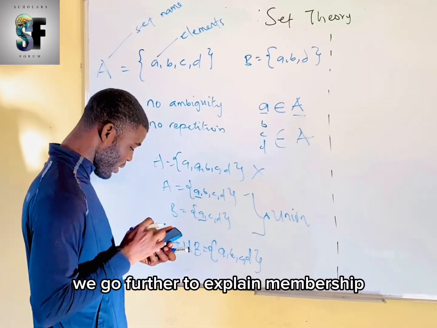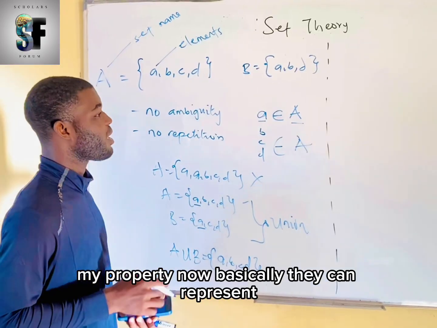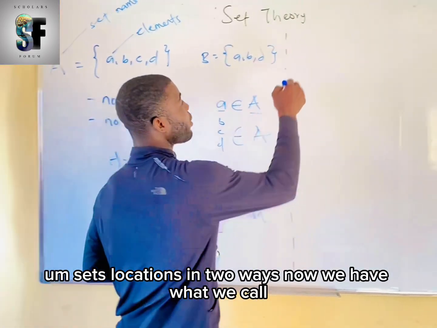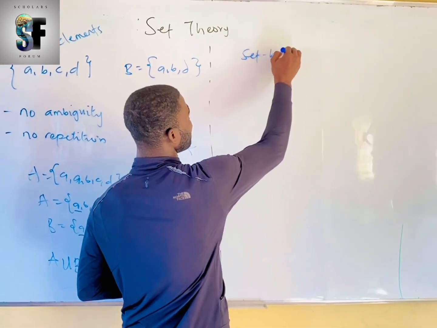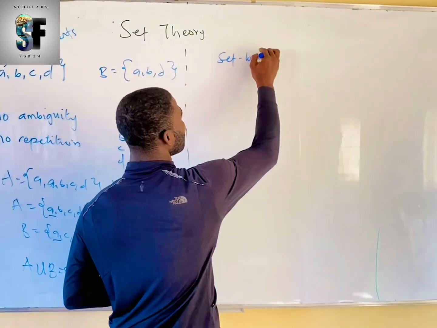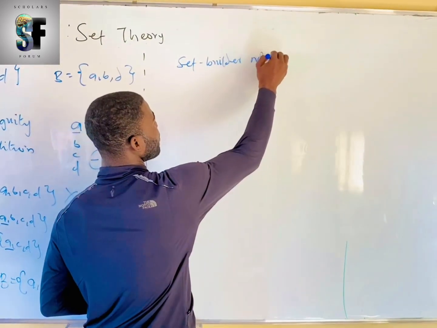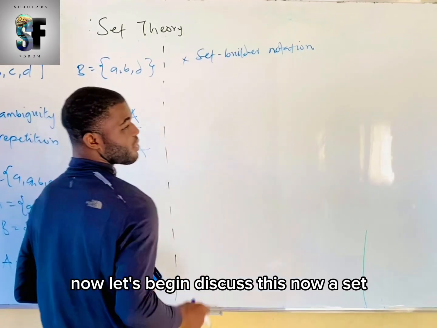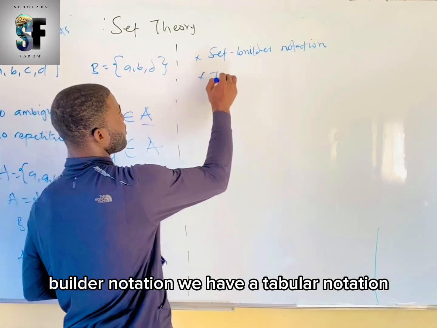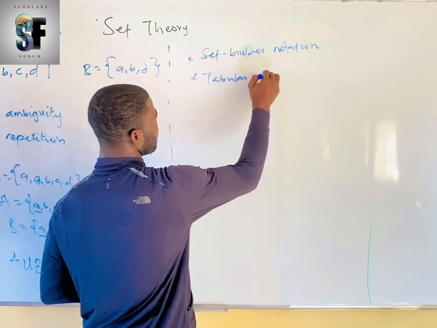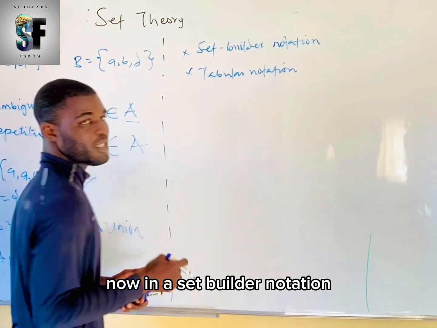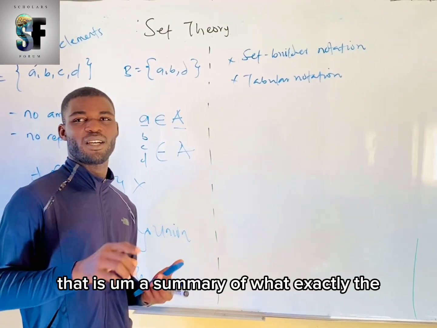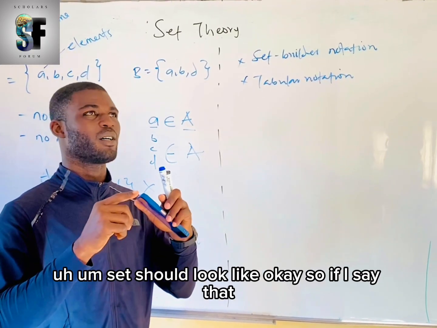Now that is done. We go further to explain membership by property. Basically, we can represent set notations in two ways. We have what we call the set builder notation, and we have the tabular notation. In the set builder notation, we are given a summary of what exactly the set should look like.